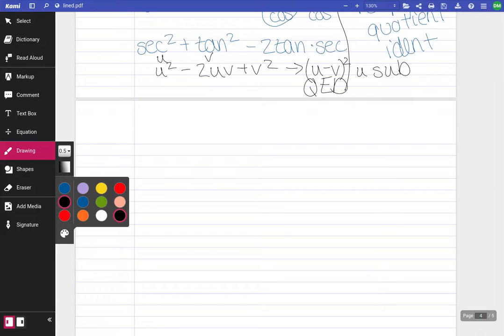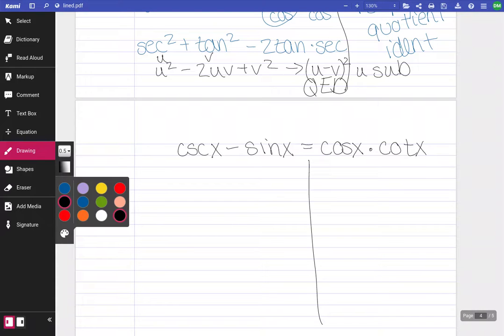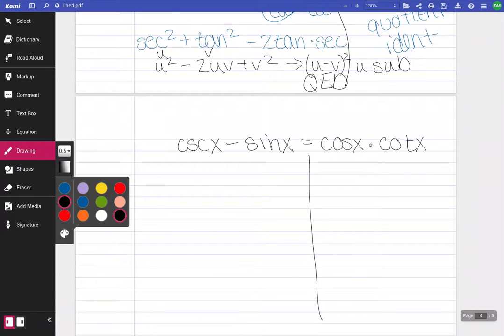I'm trying to think if we want to do another. Well, I've got a whole other page. Why not? So for the next one I'm going to look at, I'm going to do cosecant of x minus sine of x equals cosine of x times cotangent of x. And again, you'll notice a lot of these, I spend quite a bit of time really just focusing on the left side. I have no idea why we put the more complicated stuff on the left, but that's how it always seems to be working.